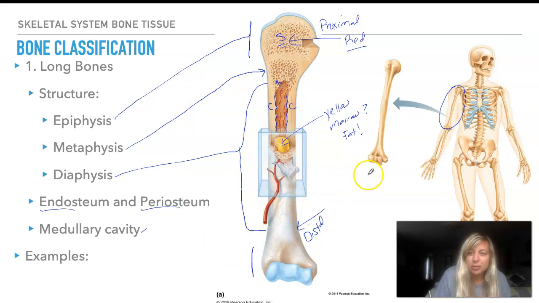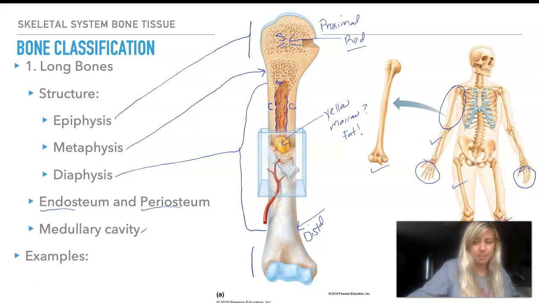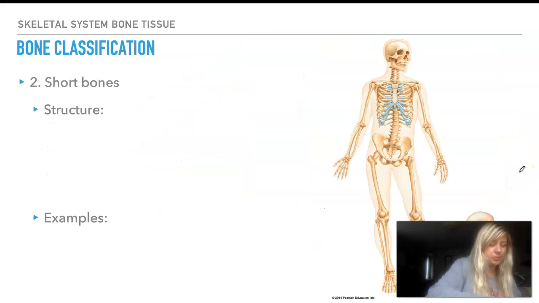Examples of long bones: in addition to the humerus that we're seeing in this picture, the other bones that make up the rest of the arm, the radius and the ulna, the femur, in the lower leg the tibia and the fibula. Also the bones that make up our digits, our fingers. The phalanges are long bones, as are the ones down here in the feet. Those are all long bones.